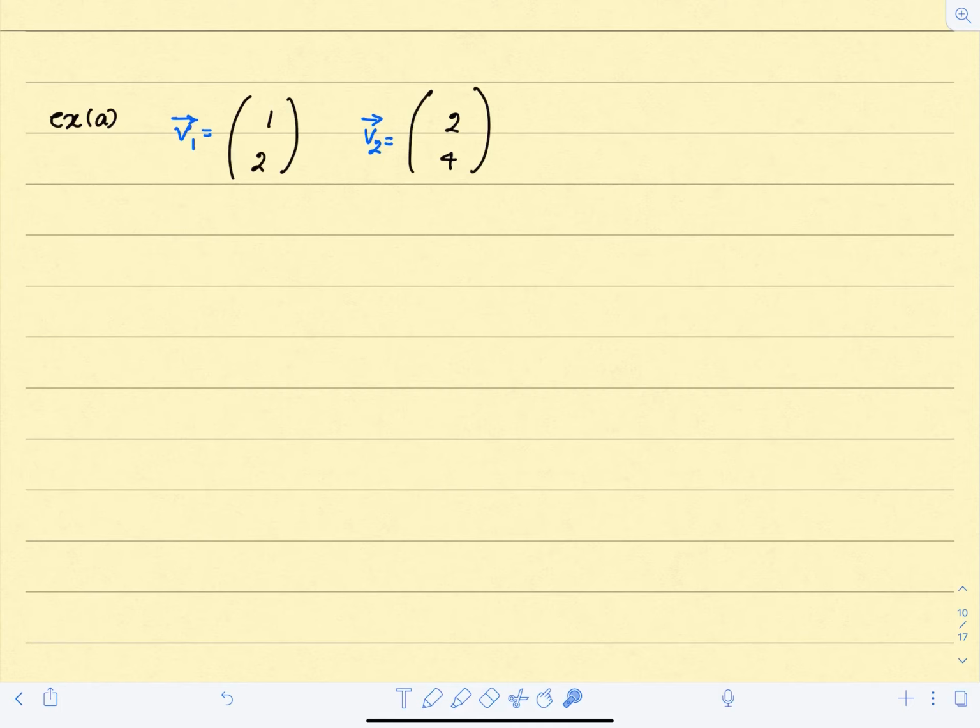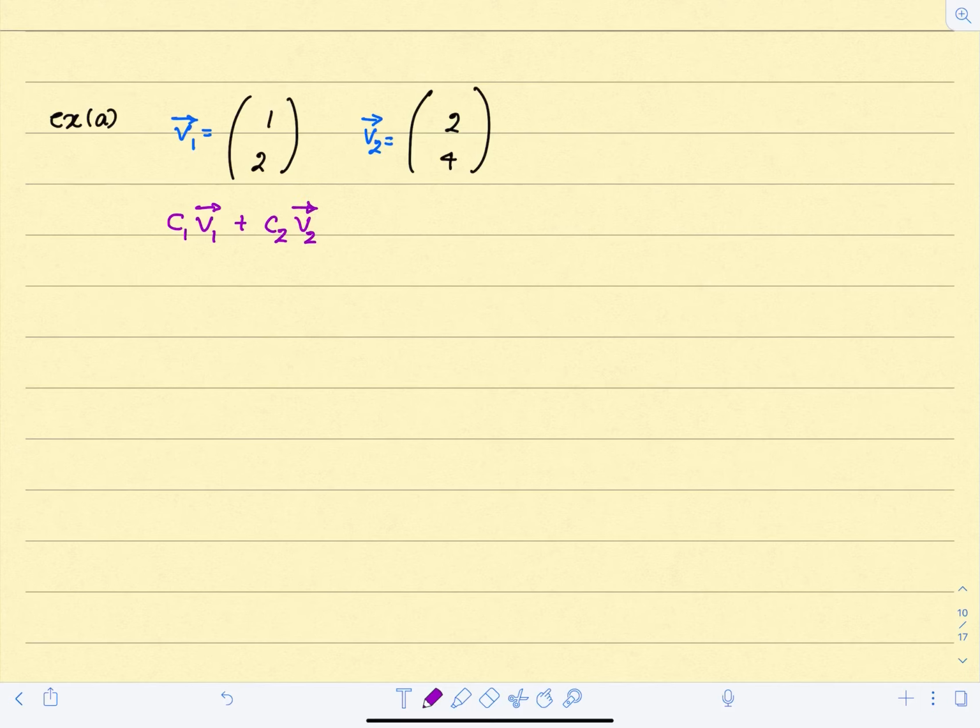Before I go to the next section or next topic, I would like to consider this example. So here we have two vectors v1 and v2, both are in R2. Vector v1 is (1, 2) and vector v2 is (2, 4). Now if you consider a linear combination of these two vectors, we have c1 v1 plus c2 v2.